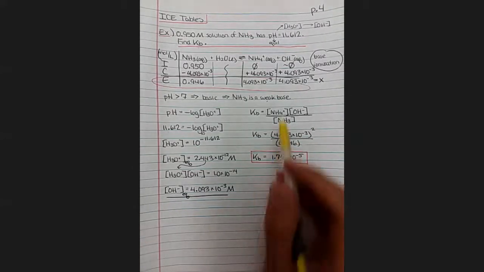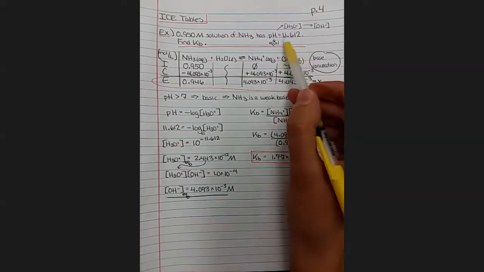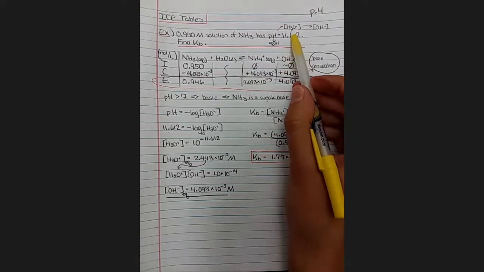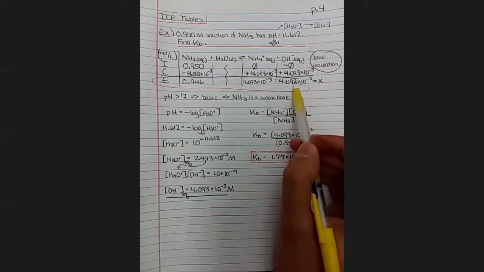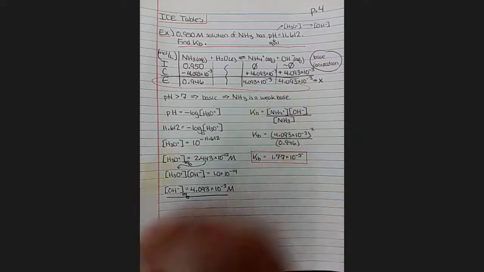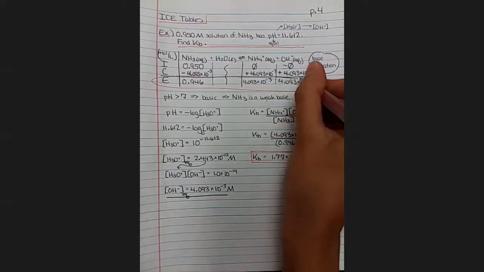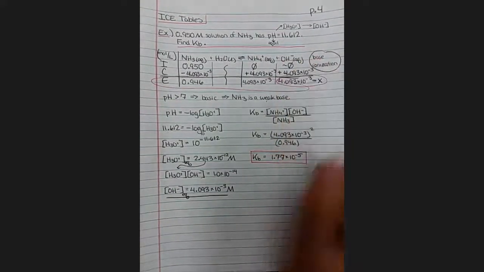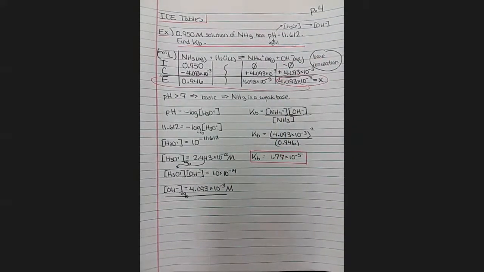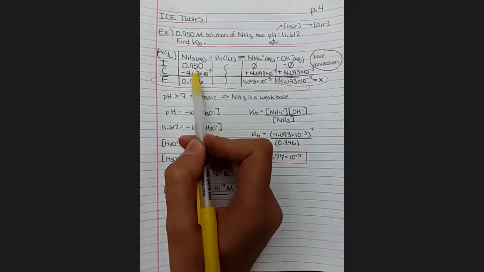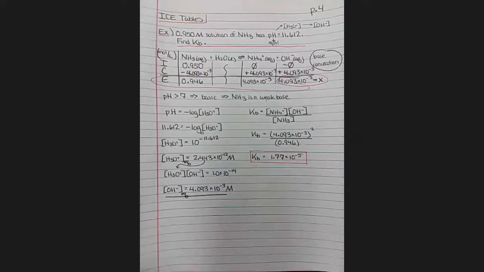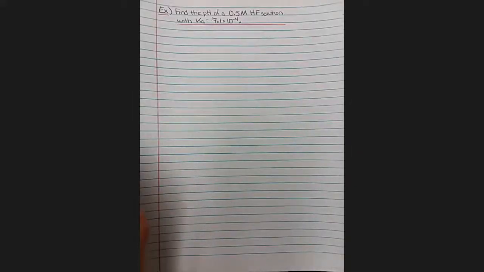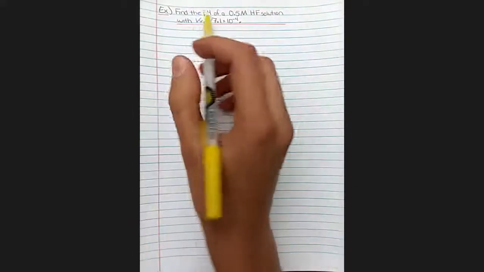So what we did is we used the pH to give us information about either hydronium or hydroxide, whichever one we happen to have in our table. And we put that information in here under the equilibrium column, and we put our initial concentration under the I column. So far, so good. I've got one more for you.